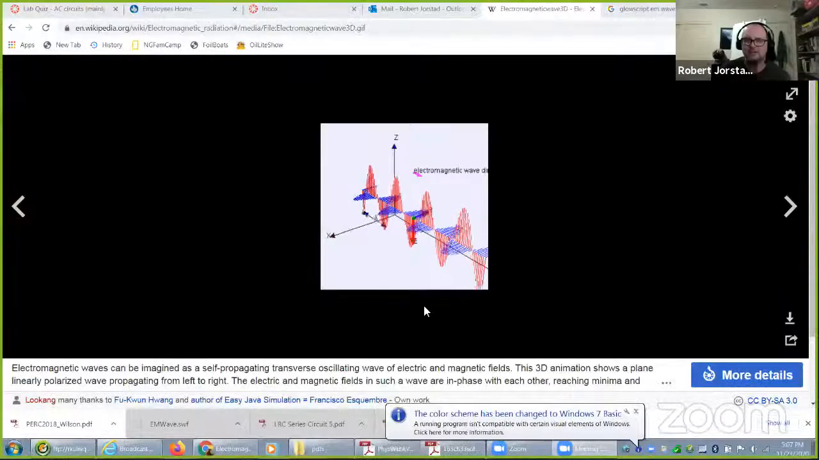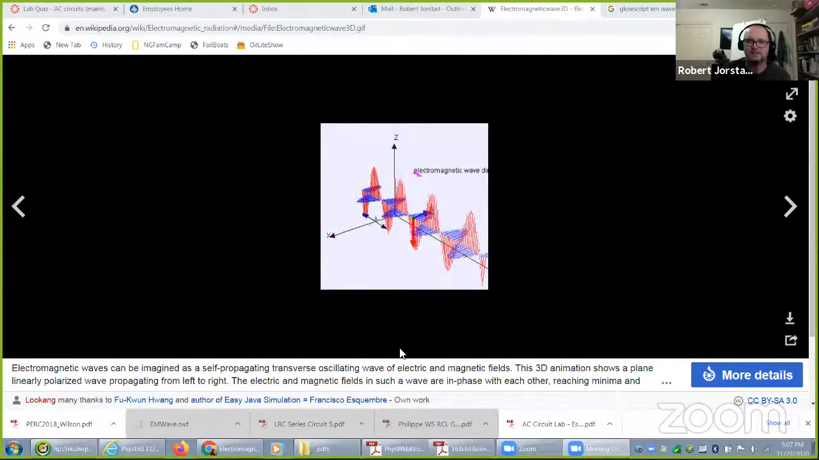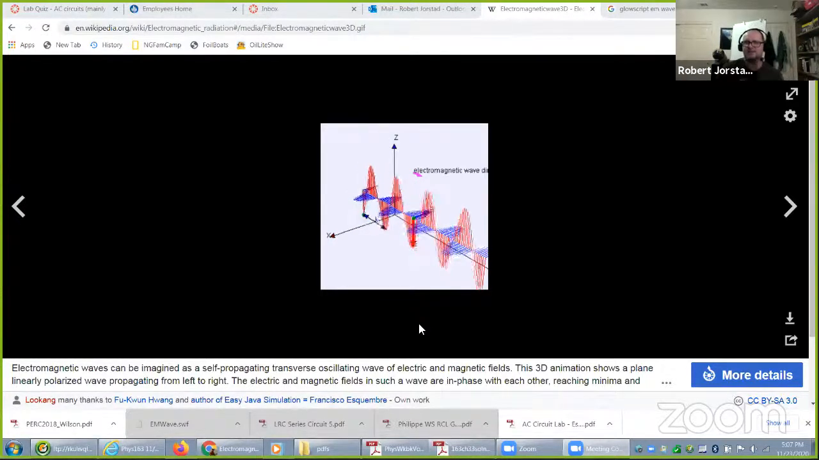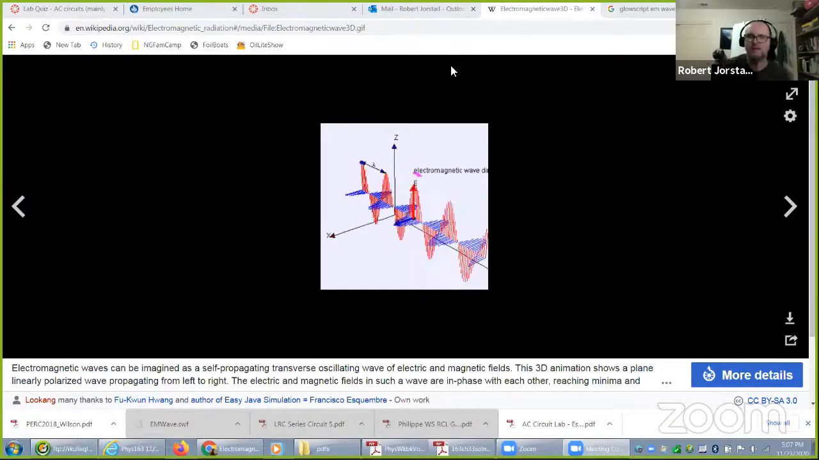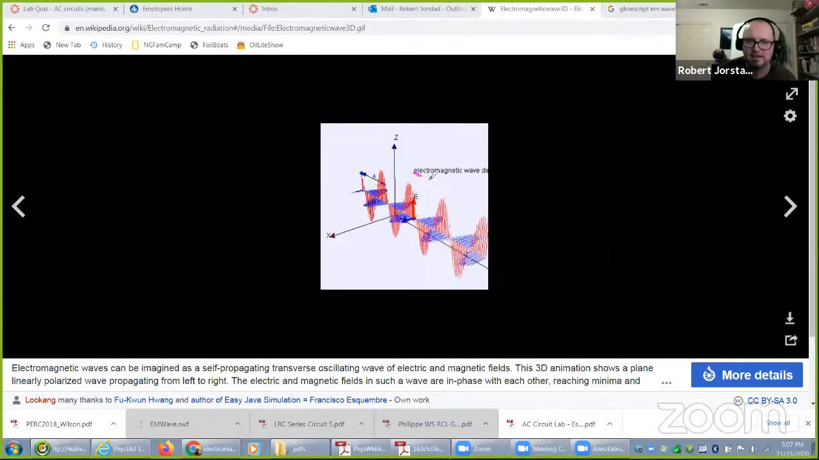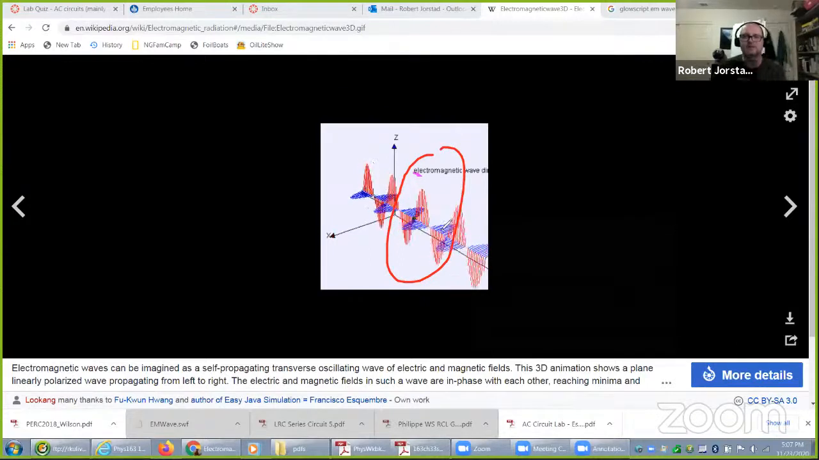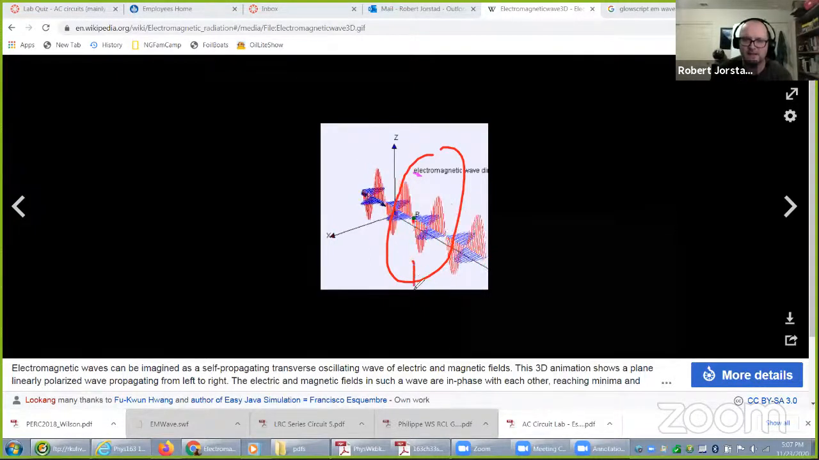This simulation is the best one I could find for right now. I don't know if you can see this, but on my screen I have some red and blue waves oscillating. This one is not set up the same as our picture, but if I could bring your attention to right here, notice that inside there's an electric field that's oscillating up and down.